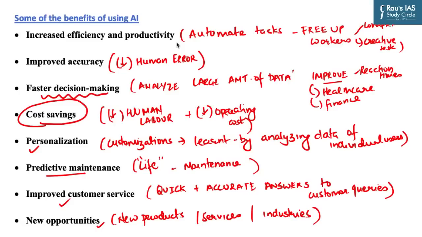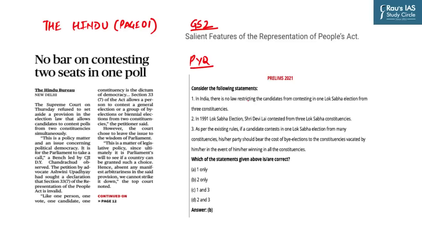We have also discussed the benefits of using AI at the same point of time. Moving on to the next article of the day that has featured on page 1 of The Hindu, basically talks about the Representation of People Act.